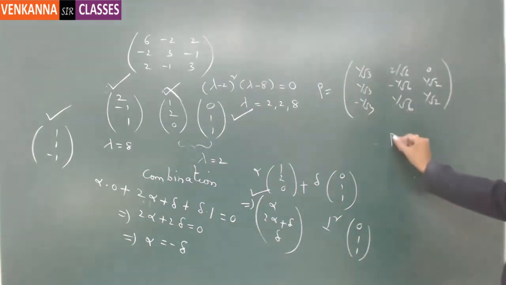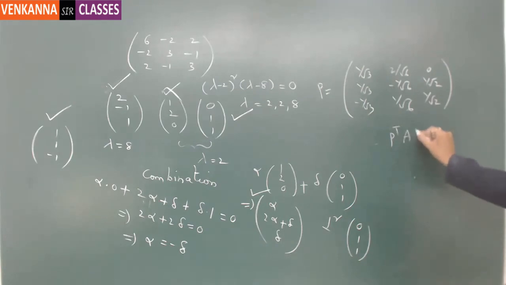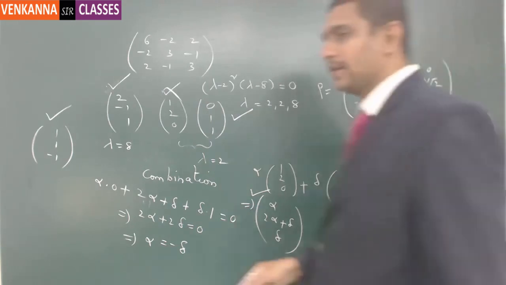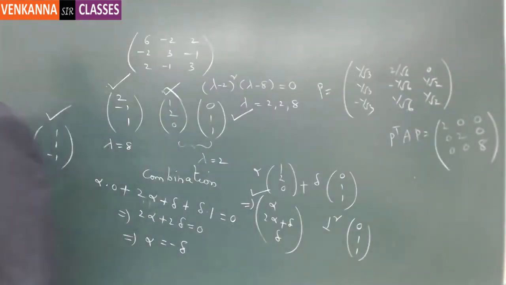And if you consider P transpose AP, it will give our diagonal matrix, nothing but 2 0 0, 0 2 0, 0 0 8, depending upon the order of the vectors you have written, or 8 0 0, 0 2 0, 0 0 2.